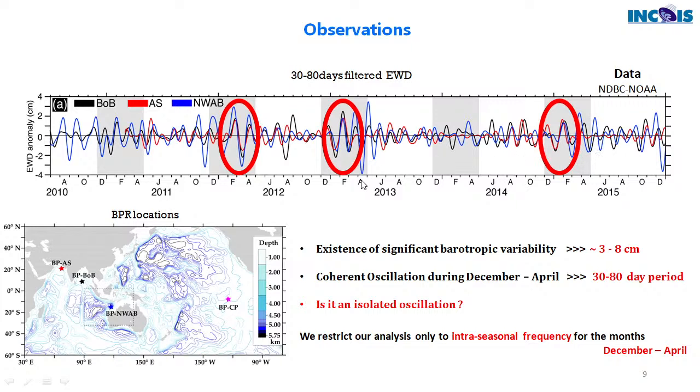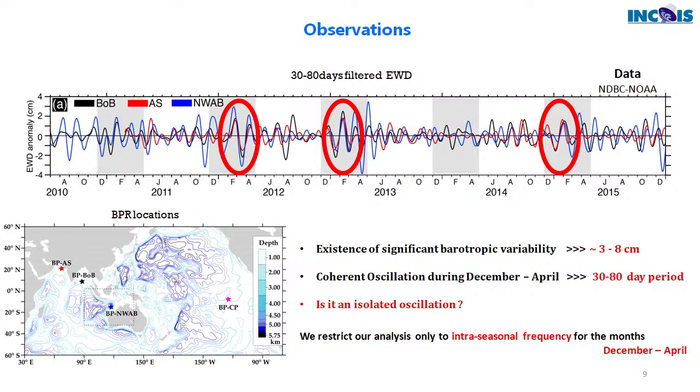And this is the first evidence of a significant barotropic sea level signature in the tropical Indian Ocean. Till now we were neglecting it. We thought it was present, but very negligible, in millimeters or less than that. But here we have centimeter variability.